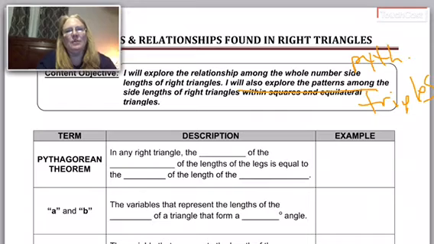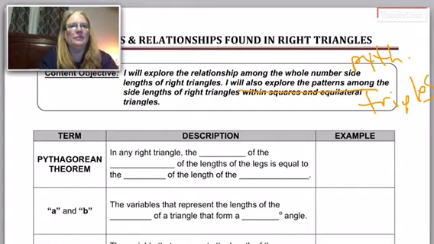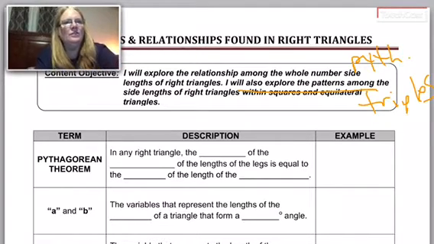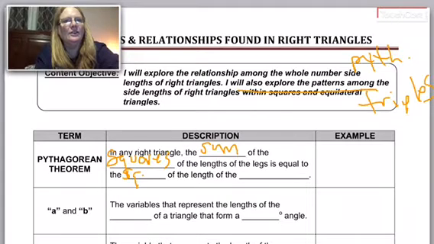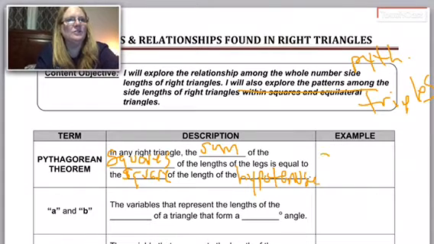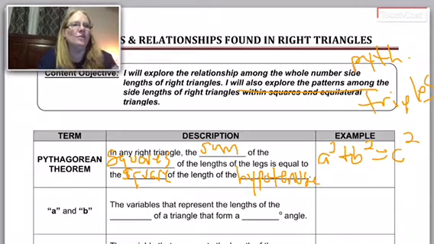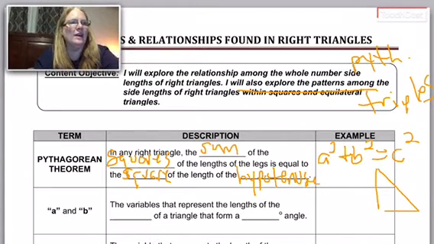So we start by, again, just defining the Pythagorean theorem. In any right triangle, the sum of the squares of the lengths of the legs is equal to the square of the length of the hypotenuse. In other words, a squared plus b squared is equal to c squared when a and b are the legs of a right triangle.